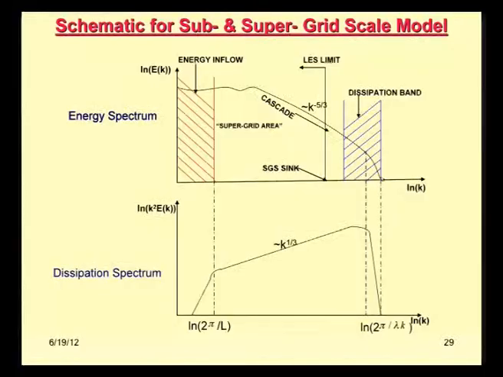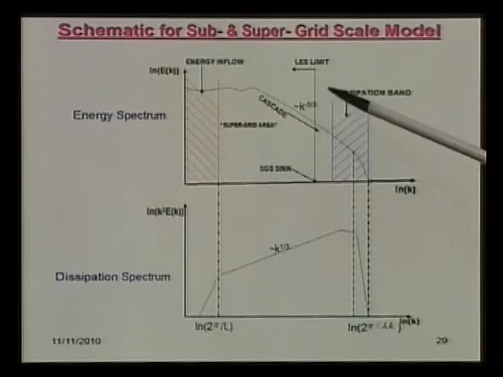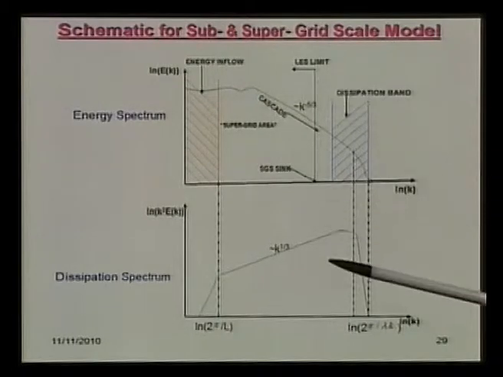Well, let me now show you something else. This is the story for 3D turbulence, right. That is the way the energy cascades, k to the power minus 5/3, and this is your corresponding dissipation spectrum for 3D flows. What happens to 2D flow?